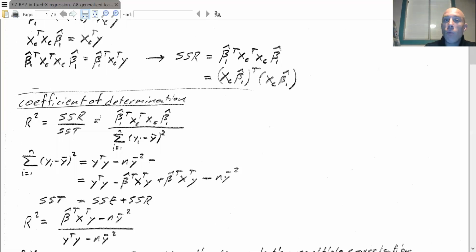Why this is nice is that it's easier to compare these two. The difference from r squared to 1 comes from the difference between beta hat transpose x transpose y and y transpose y. So the difference between x, beta hat, and y is the difference that arises between r squared and 1.